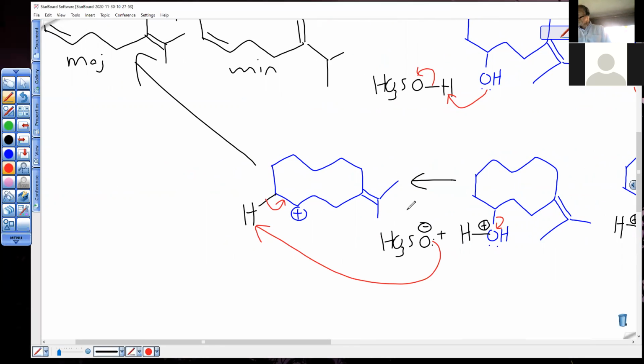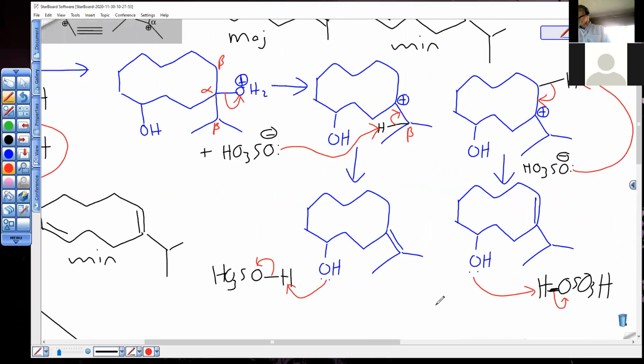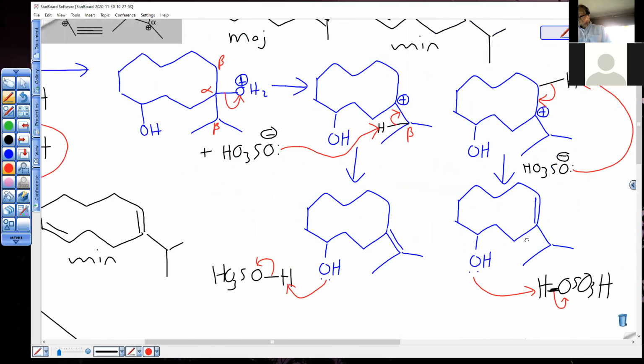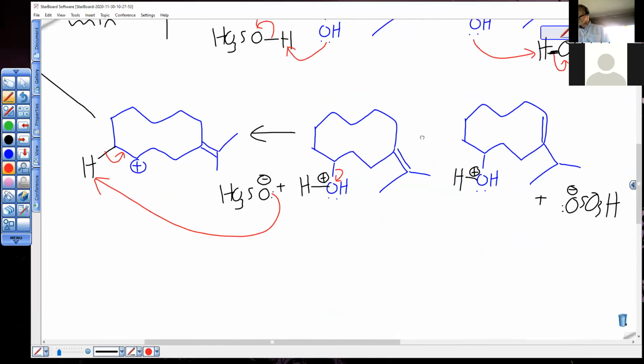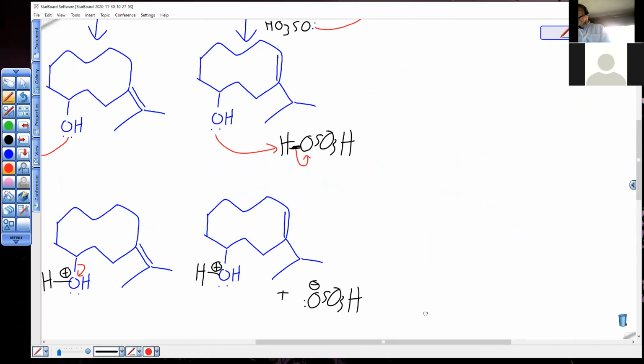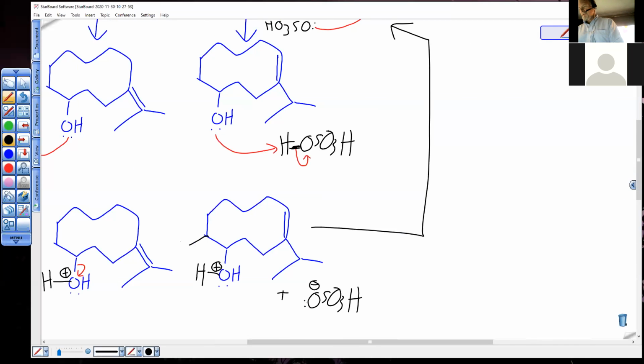And in this one, what is my other product here? There, got that one. Okay, same guy. I'll do this one as an E2. Why? They're in competition. What's gonna grab that H right here? Conjugate base of sulfuric acid. So I got this one as an E2.